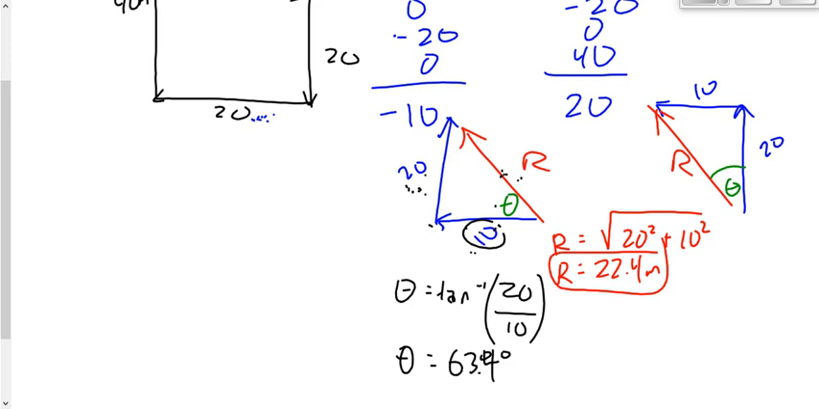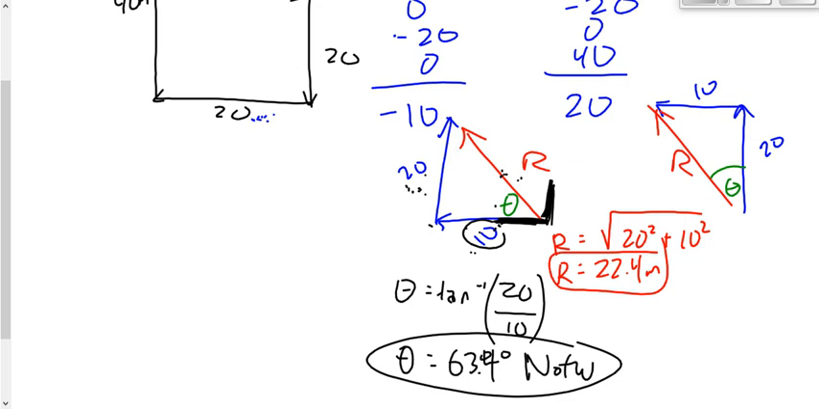What of what? Well, I'm going west, right? And I'm going north. West and north. Where am I measuring my angle from? West or north? West. So it's north from west or north of west. 63.4 degrees north of west. Okay, let's do the other one here.